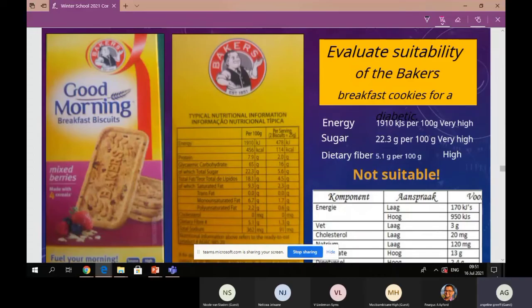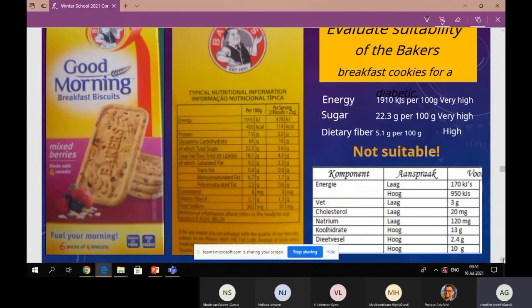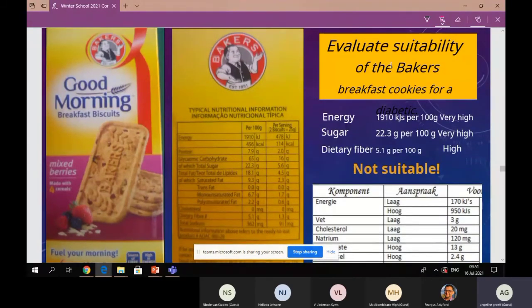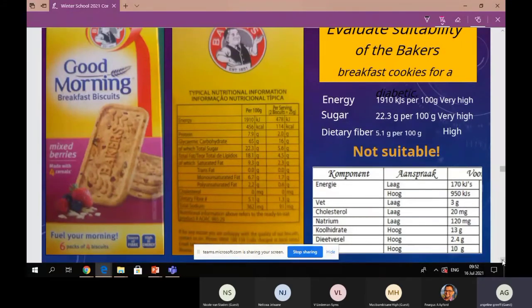Then they can also use labels, right? When we've looked at the nutrient content on labels, where it says evaluate the suitability of the baker's. We can use this. This is more with labeling as well. Evaluate, okay, so you need to look at it thoroughly. Suitability of the baker's breakfast cookies for a diabetic.